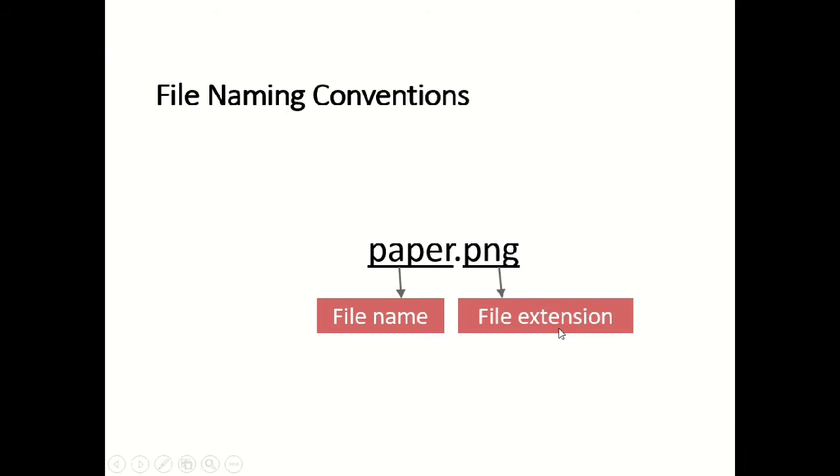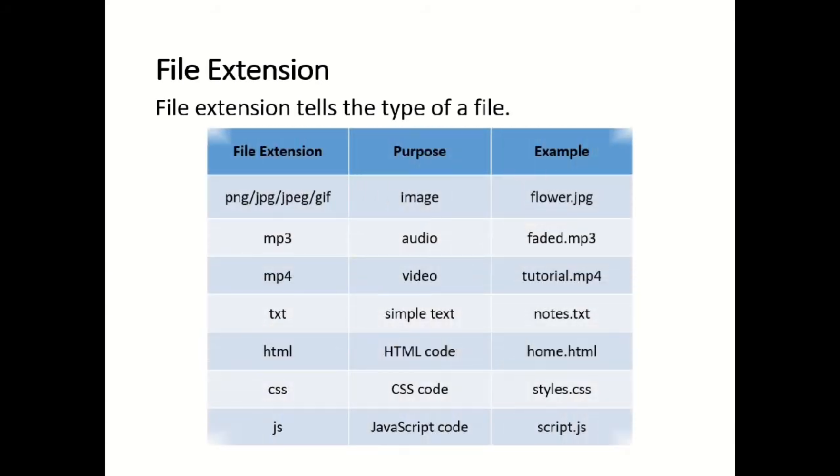So this file extension tells us that it is an image file. File extensions tell us the types of the file. If I would see an example in which the file extension is png, jpeg, jpg, gif, it would be considered as an image file.